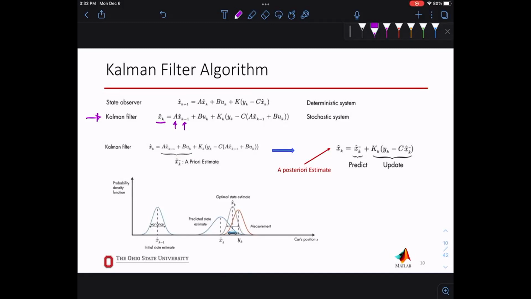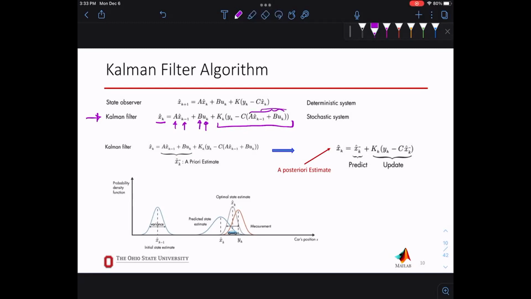Then we have B, which is the matrix for how your inputs are applying to your system. So your control can go in here in U. So that is, you haven't controlled anything yet, right? That's from the next step after you actually move. So far it's just a linear system, AX plus BU. This part is where the Kalman filter comes in. The Kalman filter is K of k, the gain of the Kalman filter, times y k minus C times A x k minus 1 plus B u k. What is this?